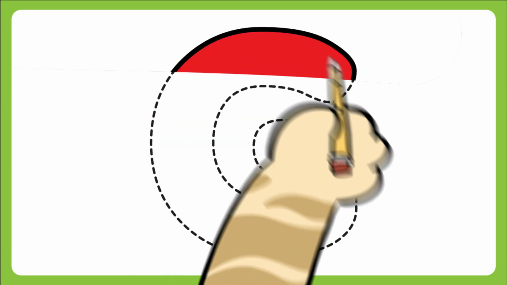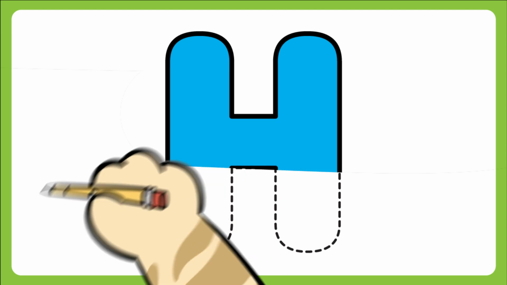E for eagle. F. F for frog. G. G for giraffe. H. H for horse.